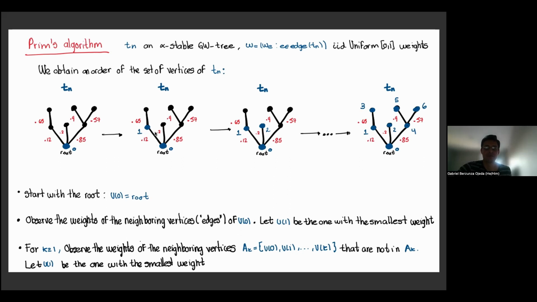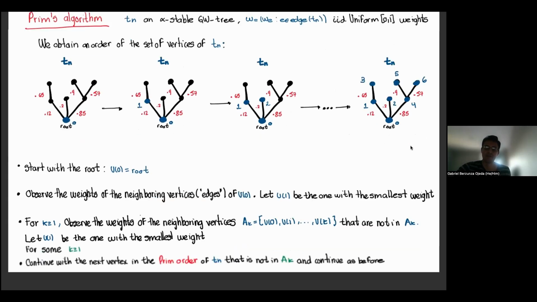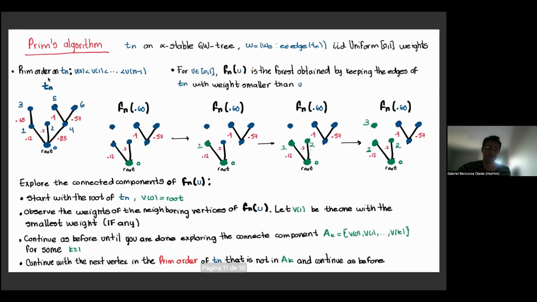Then what you do is look at all the neighbors of these 2 vertices that you have already explored. And again, you choose a neighbor whose corresponding edge has the smallest weight. In this case, it is this one with weight 0.2. This will be the next vertex you explore. And you continue in the same way, always choosing the neighbor whose connecting edge has the smallest weight. This gives you an order of exploration that we call the Prim order of the vertices of the tree.